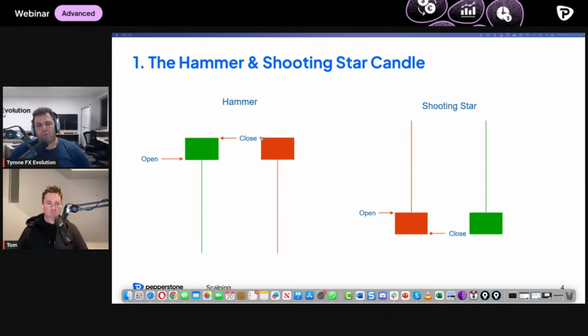The wick is where the information is here. We had a big sell-off, and the buyers came in and took all of that momentum away and basically brought the market straight back up to where it actually opened. So it's telling us a lot about what the market is doing, because the sellers definitely lost that war. Yeah, so I always say wicks hold orders, Ty, and I think that's a big concept.